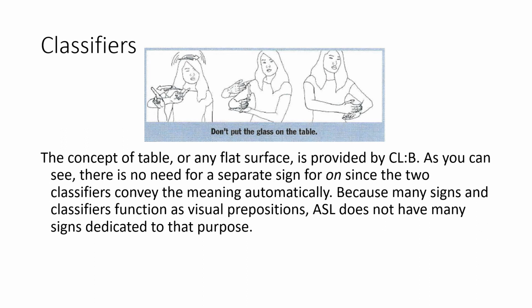The picture at the top shows the sentence, "Don't put the glass on the table," using the signs, "Don't do that," cup or glass, and then showing the cup on the table using a classifier C for the cup and a classifier base B as the table.